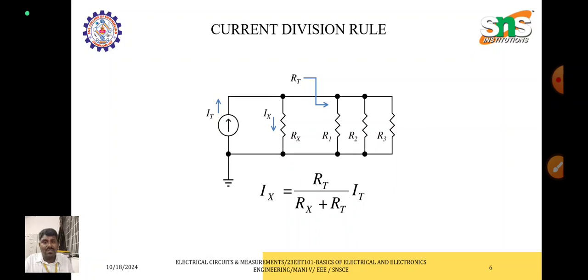The current which is flowing through a particular branch or particular element is calculated by using the formula: the total current which is supplied by the battery, the total current flowing in the circuit, into the opposite branch resistance, that is the other branch resistance, divided by the total resistance of the circuit. So if you use this formula, we can determine the current flowing through all the resistances or all elements of the circuit.